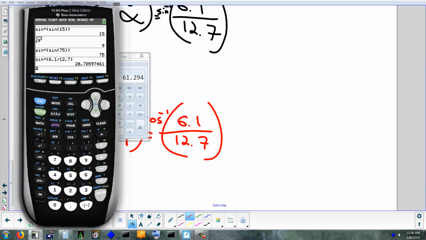Let's see. Inverse cosine, 6.1 over 12.7, and I get 61.294. So since I got the exact same answer doing it two different ways, it's pretty much guaranteed I did it correctly.